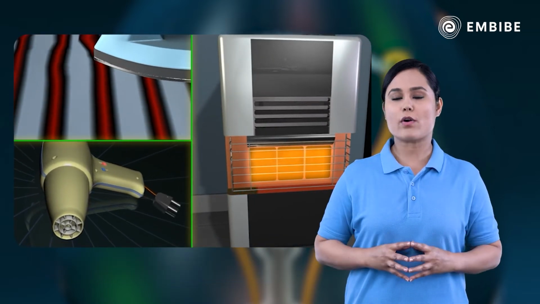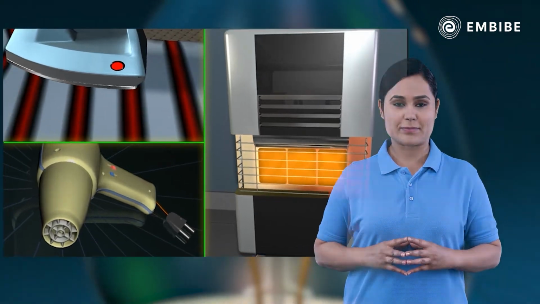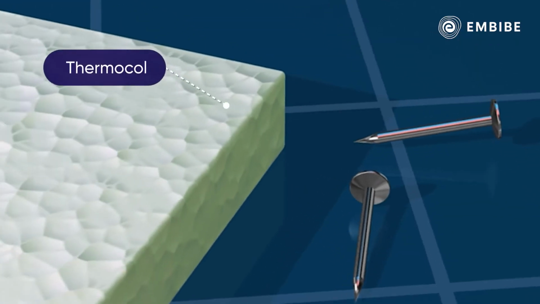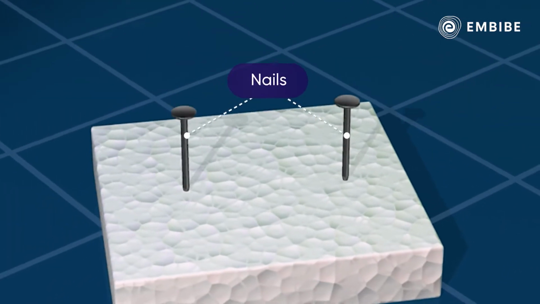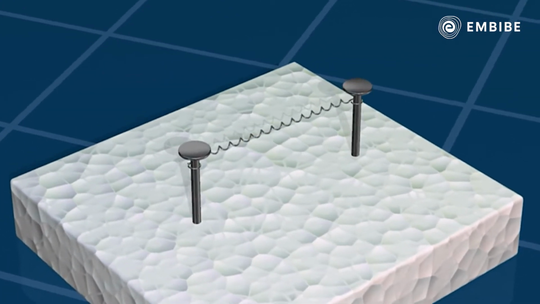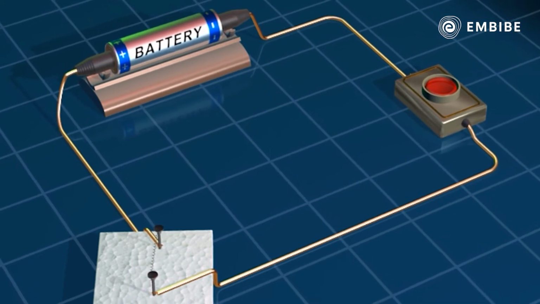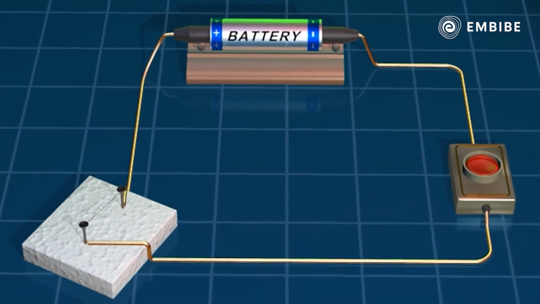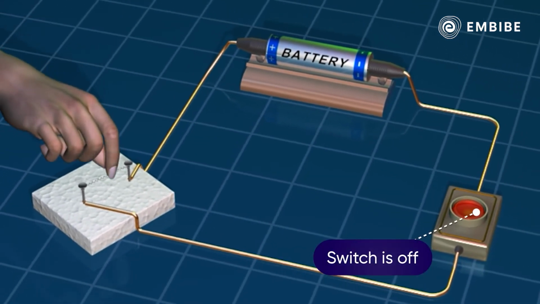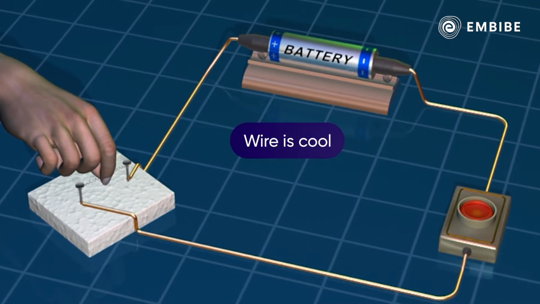To understand more about this principle, let us perform a simple activity. Take a piece of thermocol sheet and fix 2 nails on it. Nichrome wire is tied between the 2 nails. These 2 nails are connected in a circuit having a cell and a switch. Initially, when the switch is off, touch the wire. You can feel that it is cool.